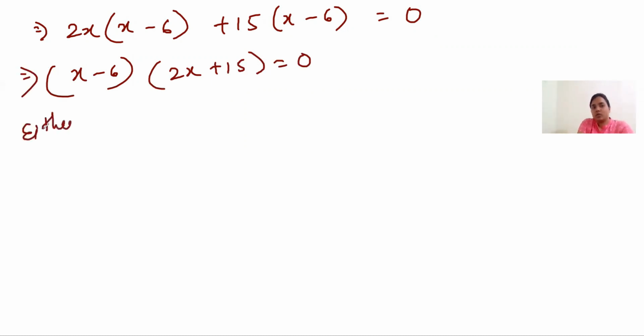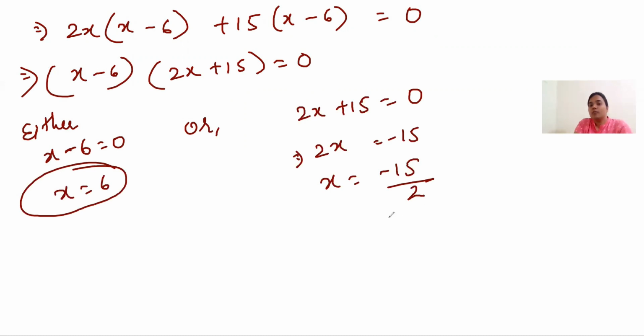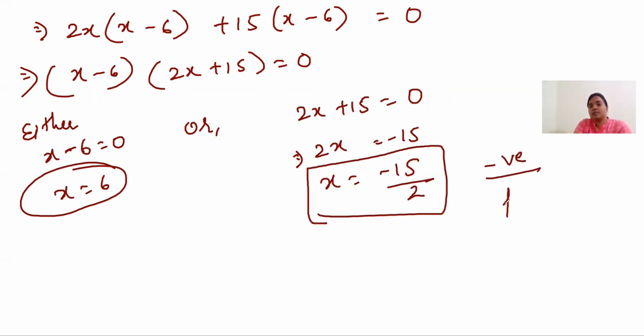Again, either x minus 6 is equal to 0, or 2x plus 15 is equal to 0. So in this case, 2x will be equal to minus 15, x will be equal to minus 15 by 2. In this case, x is equal to 6. We cannot take this value because this is negative and this is in fraction. Our x is the number of articles. So number of articles can't be negative and neither can it be a fraction. So we will take this value. x is equal to 6.